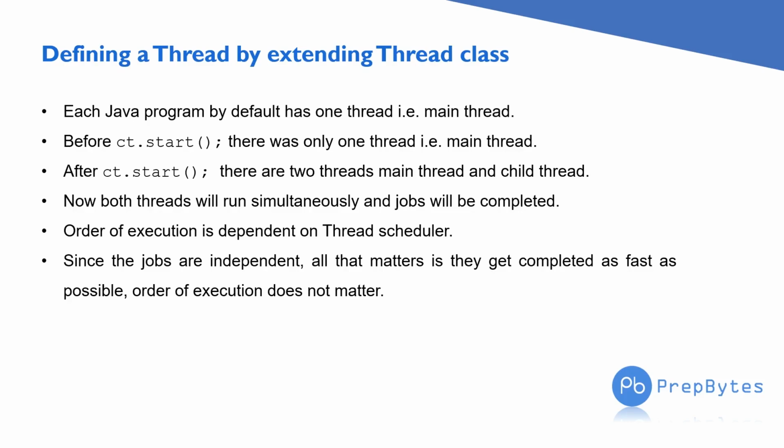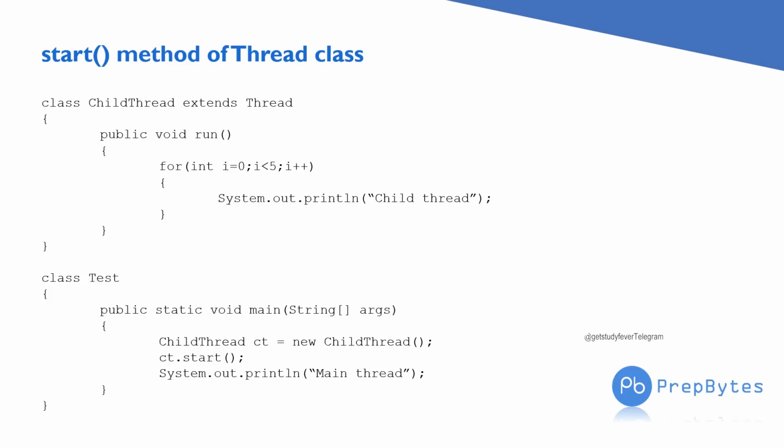So now in this video we will see the start method and run method more deeply. Let's begin with the start method of the Thread class. This is the same example that we have seen previously. As you can see in this line, I am calling the start method with a reference variable ct. ct is a reference variable of the child thread class, but inside our child thread class there is no start method. There is just one method, the run method. So how can we call the start method when there is no start method in the child thread class? Can you guess the answer?